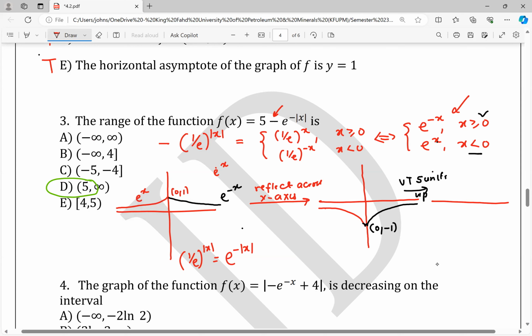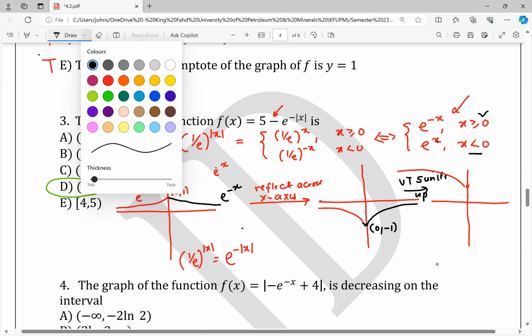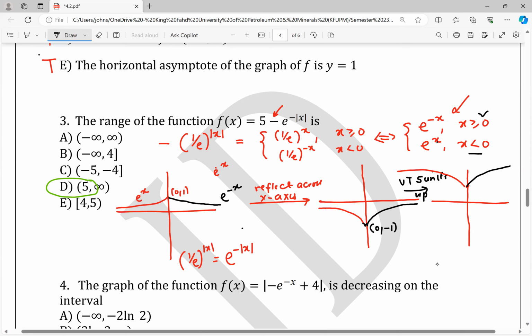So if you move this 5 units upward, remember this is minus 1. 5 units upward is going to start at where? At 4, because this is minus 1. We're talking of the y value now. So minus 1 plus 5 is going to be 4. So it means it's going to cut here. This one will go this way, while the black one will also go this way, right?